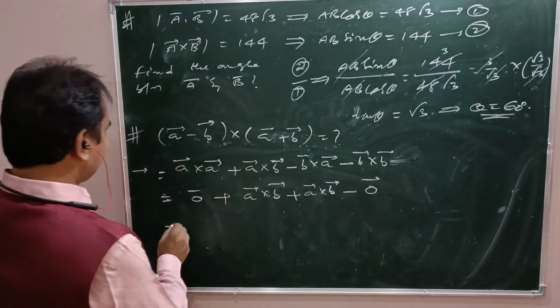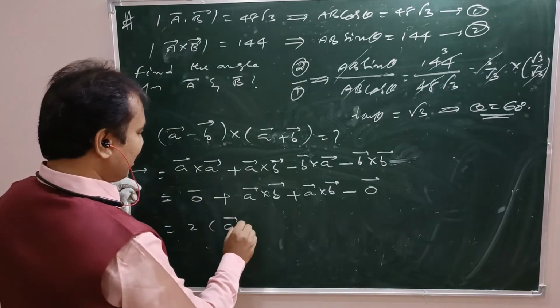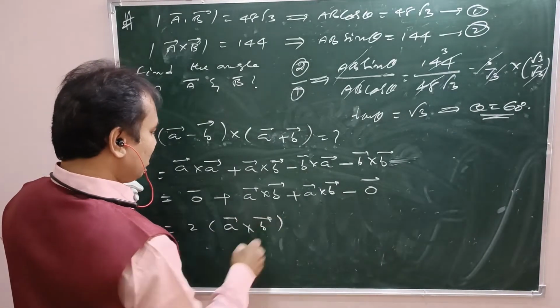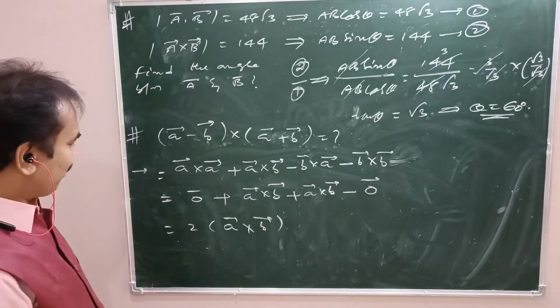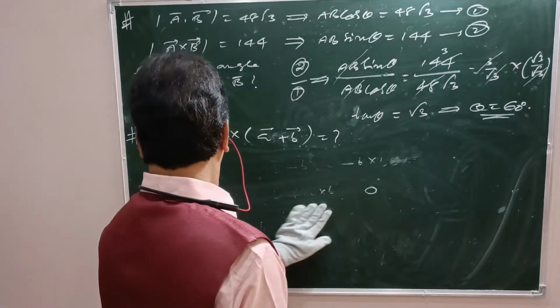Now we are left with A cross B plus A cross B. That is twice A cross B. Twice A cross B. Am I right? Okay. Now let us see one more.